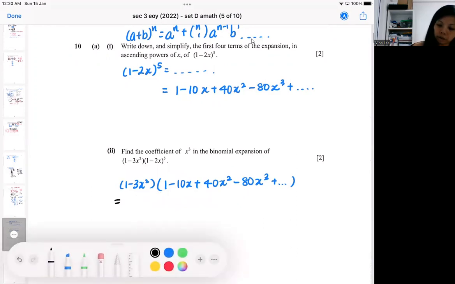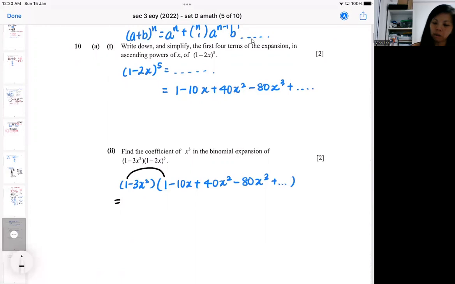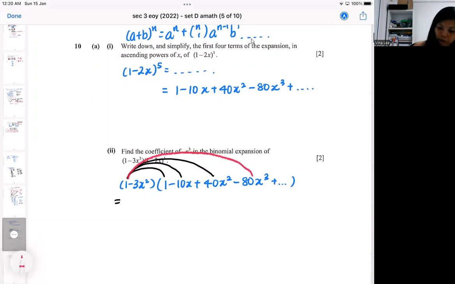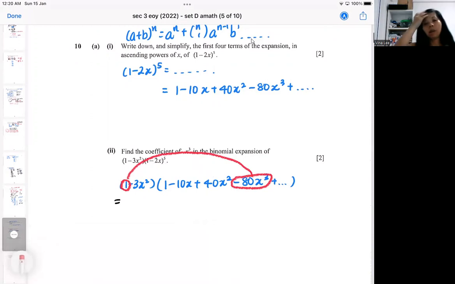So you can observe first, this and this doesn't give me x cube. This and this also not an x cube. This and this not an x cube. So if you have spent your effort for these 3, you realize that you are not getting x cube. But this one do give me an x cube. 1 times minus 80x cube do give you an x cube. So the previous 3 arrows is actually irrelevant.